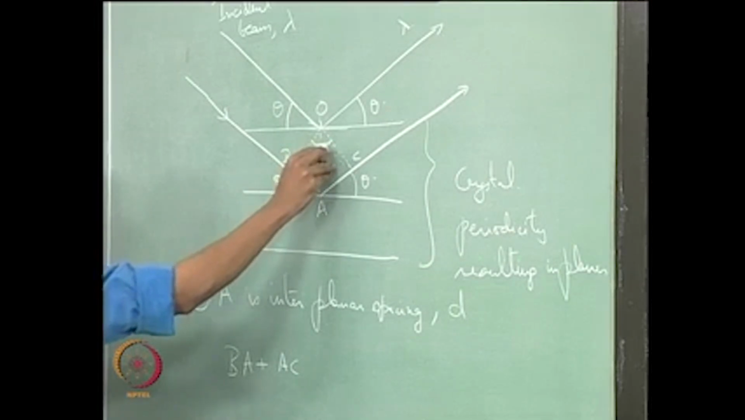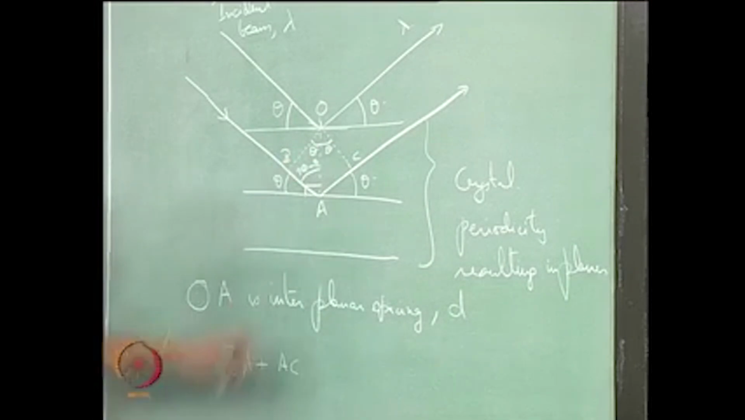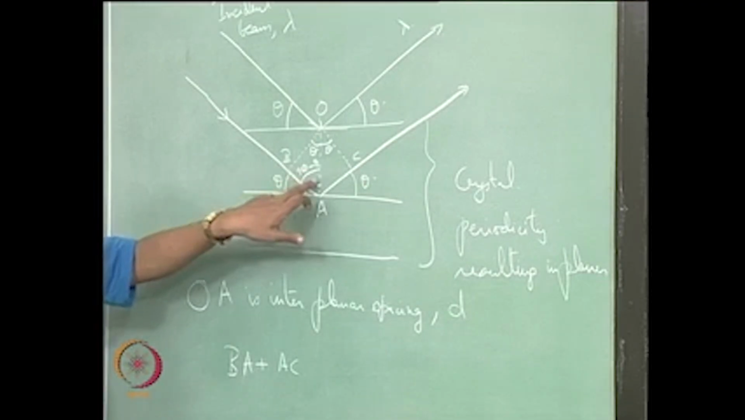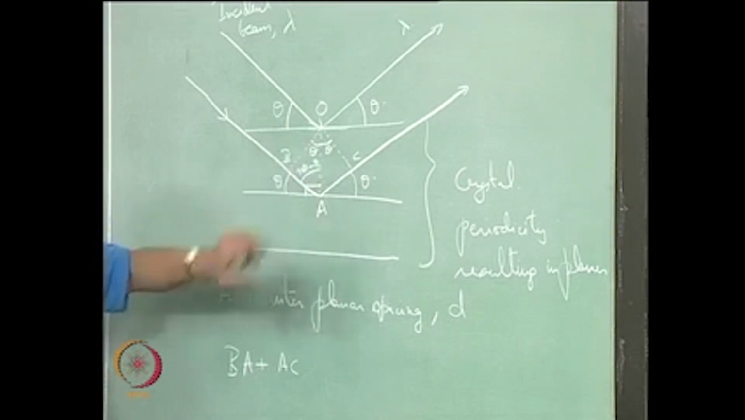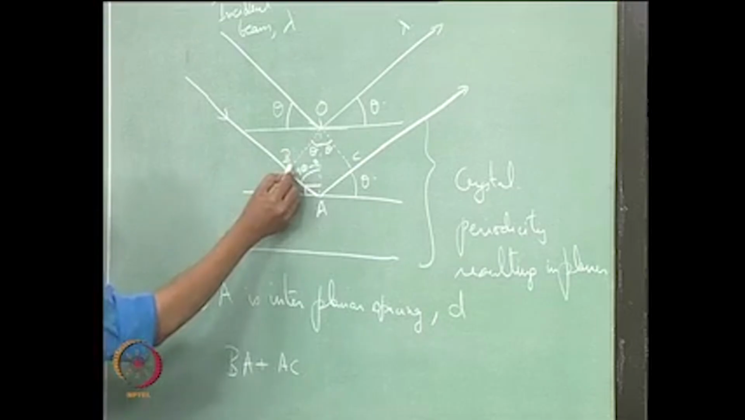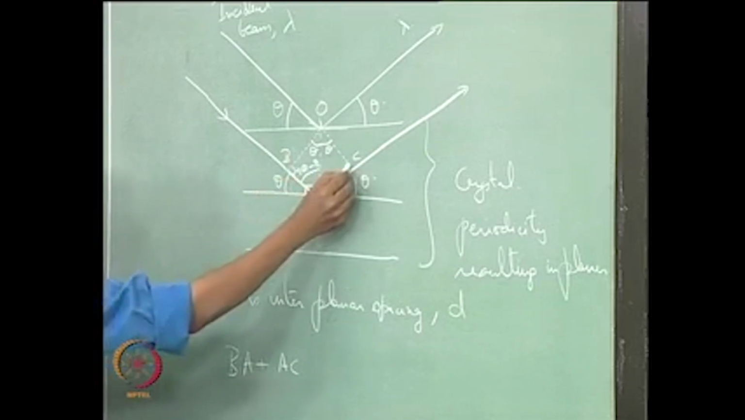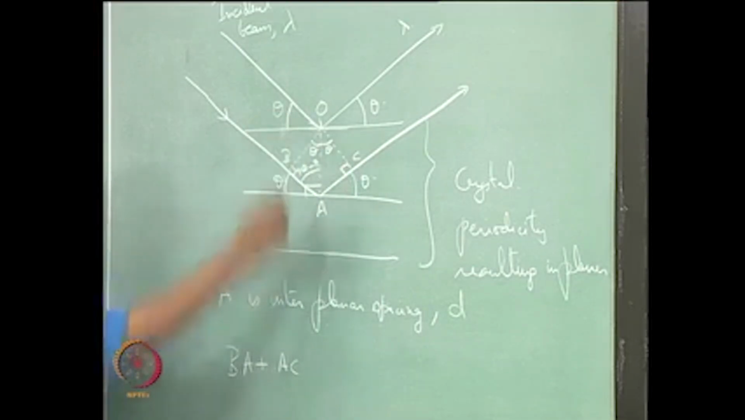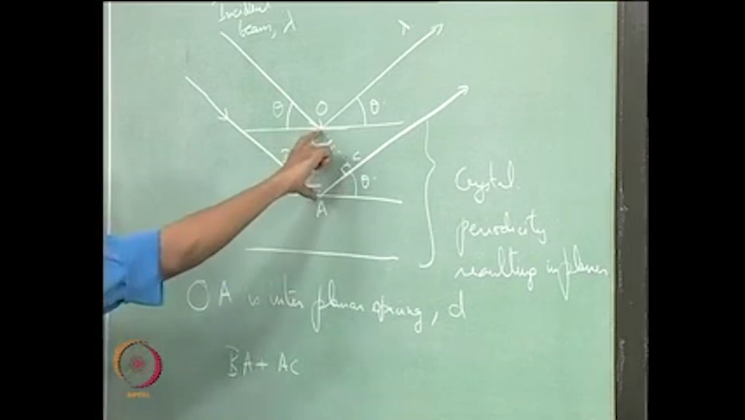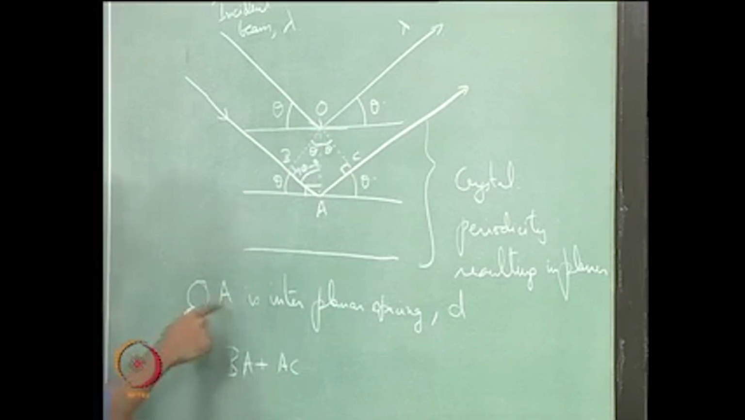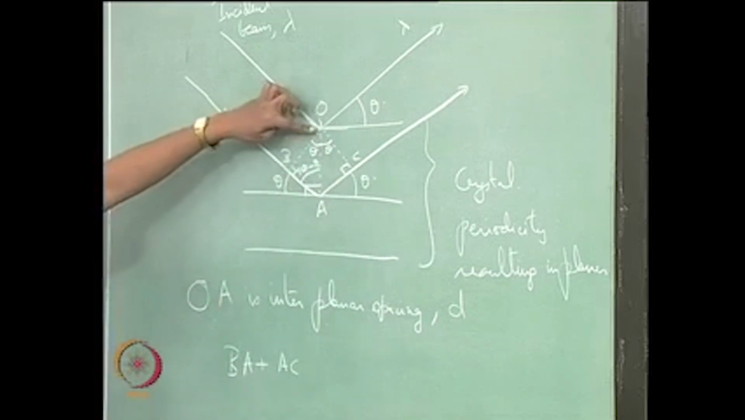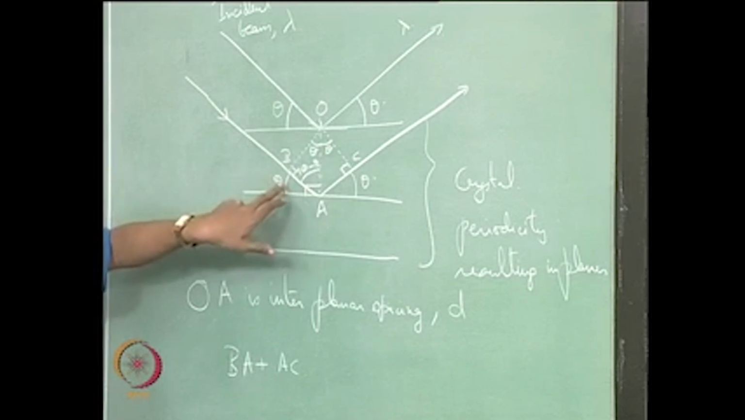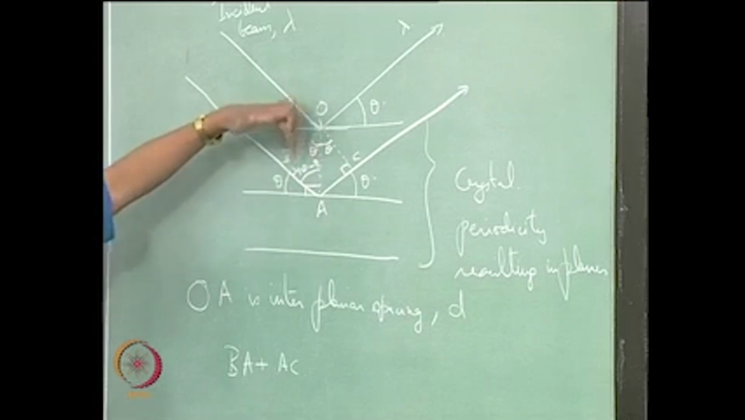Similarly, this is also theta. So this angle is theta, and this whole angle is 90 degrees, therefore the remaining angle here is 90 minus theta, and the third angle here, again 90 degrees, is theta. So if OA is the planar spacing d, then the AB is simply d sin theta.